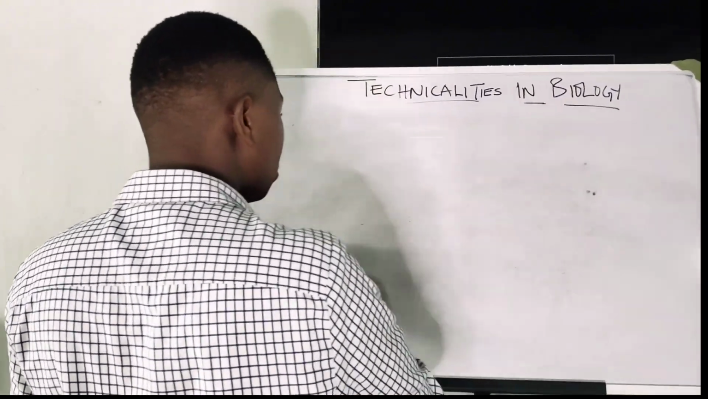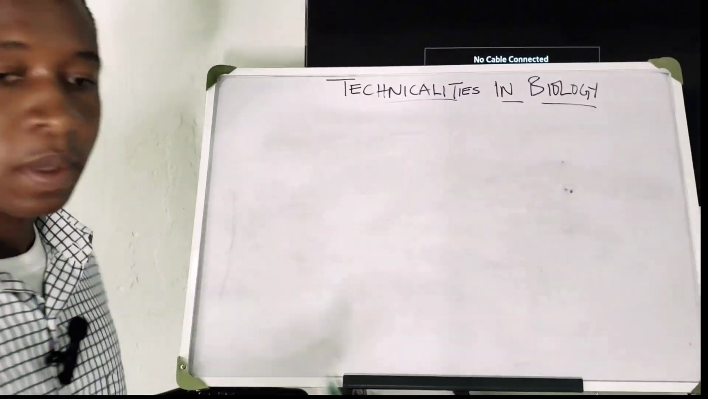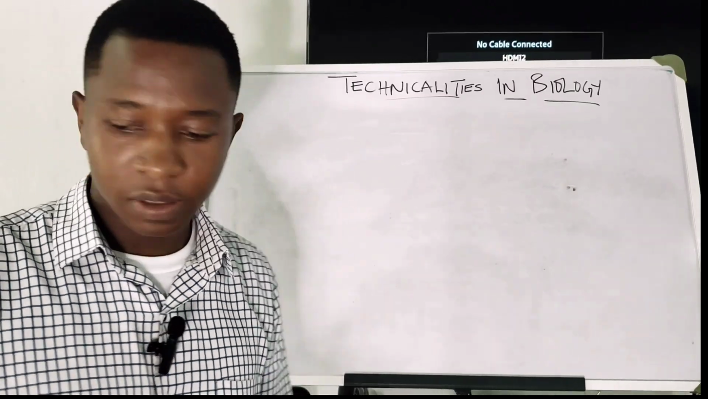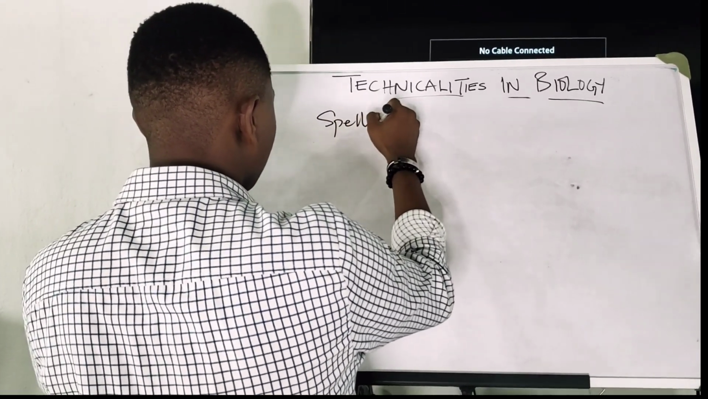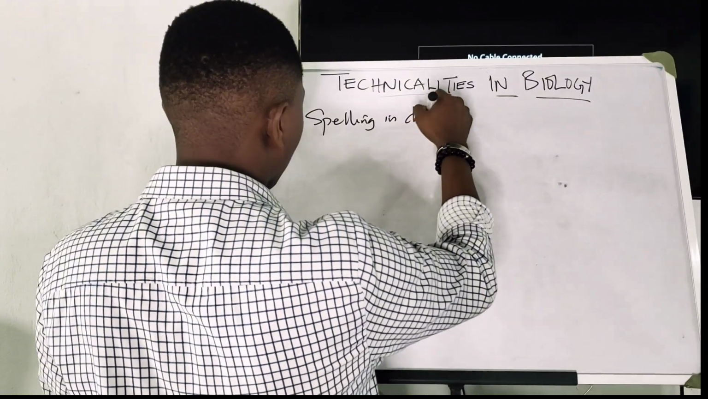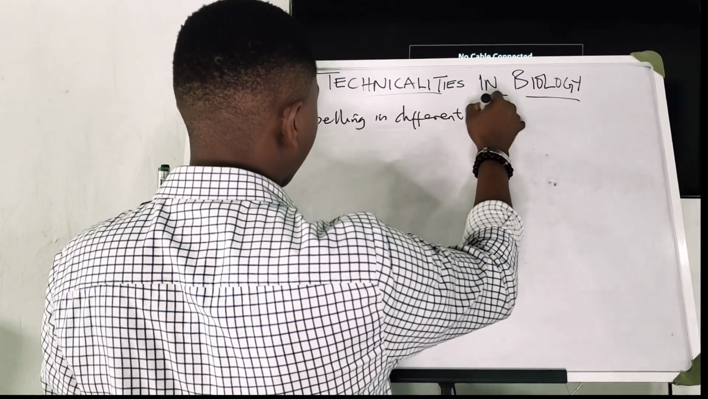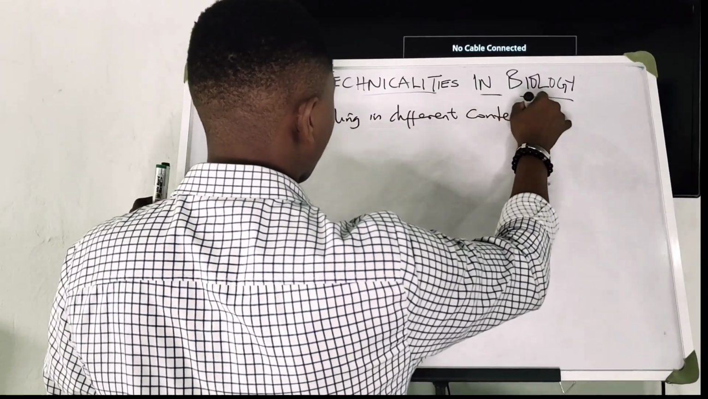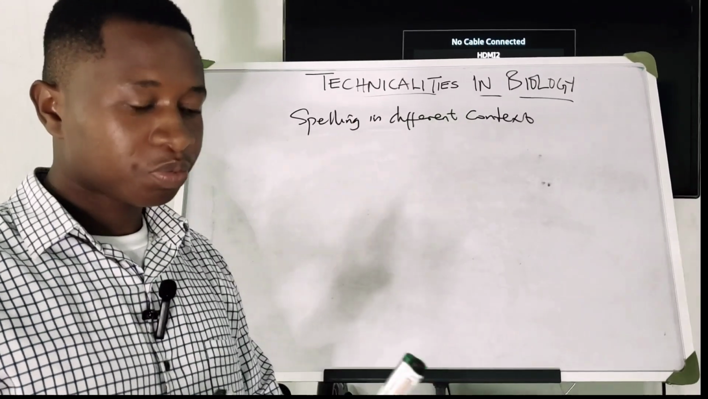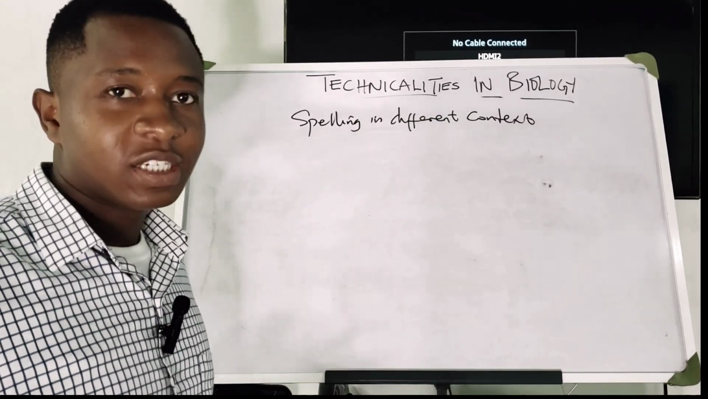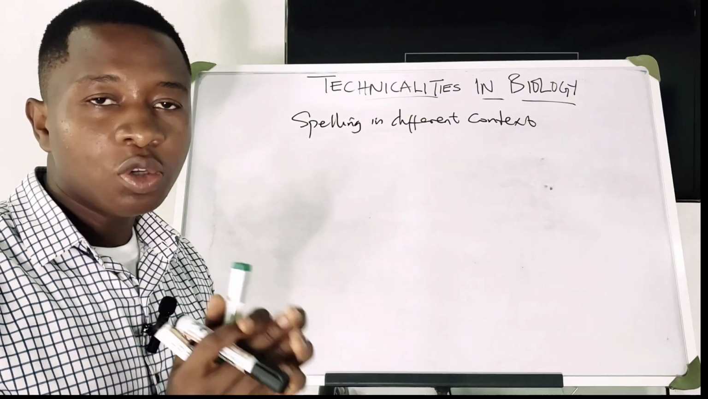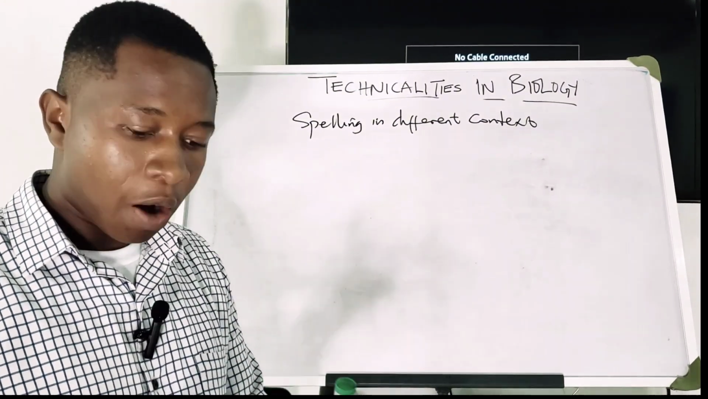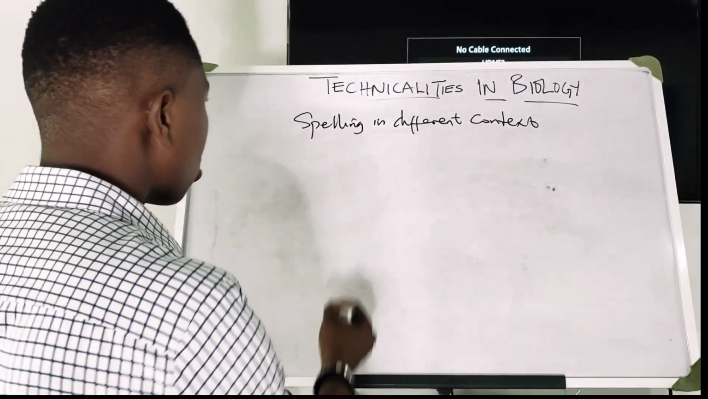The next technicality we'll look out for is spelling in different contexts. Now this is very important. Most people just write. They don't know that in biology, close words can mean different things. I'll give you an example. Let's look at this word, vertebrae.